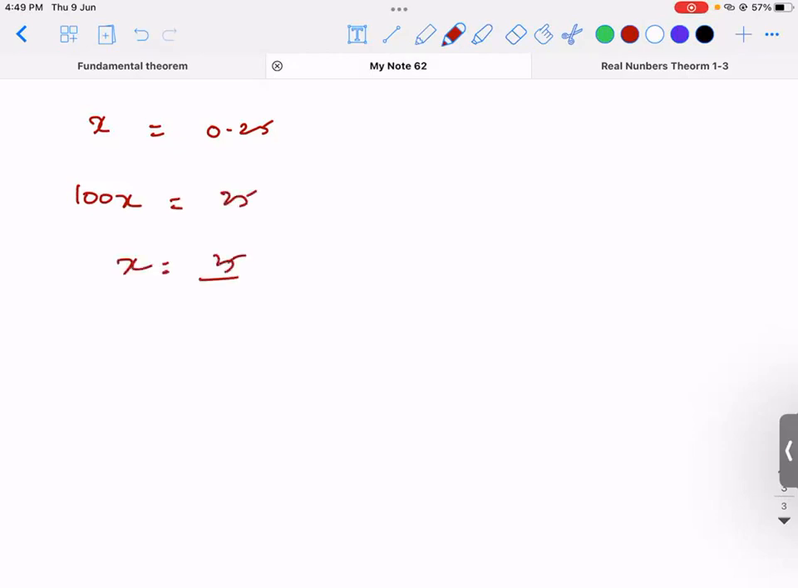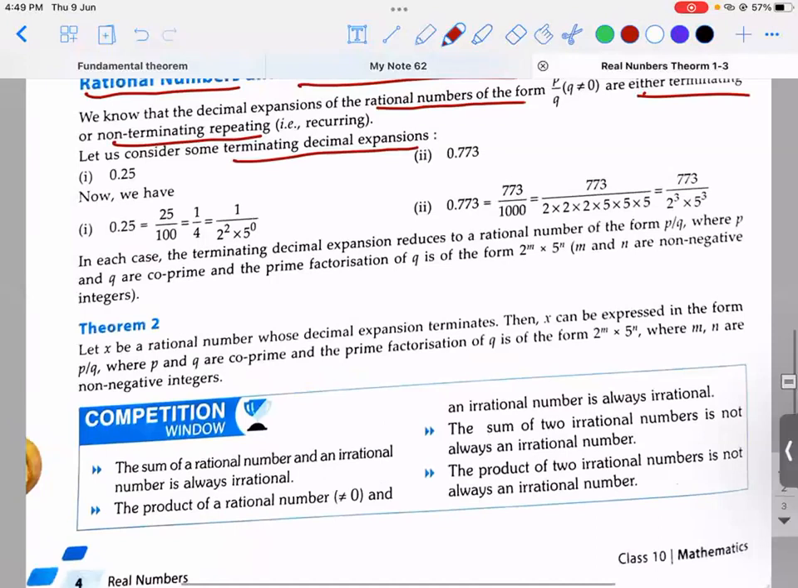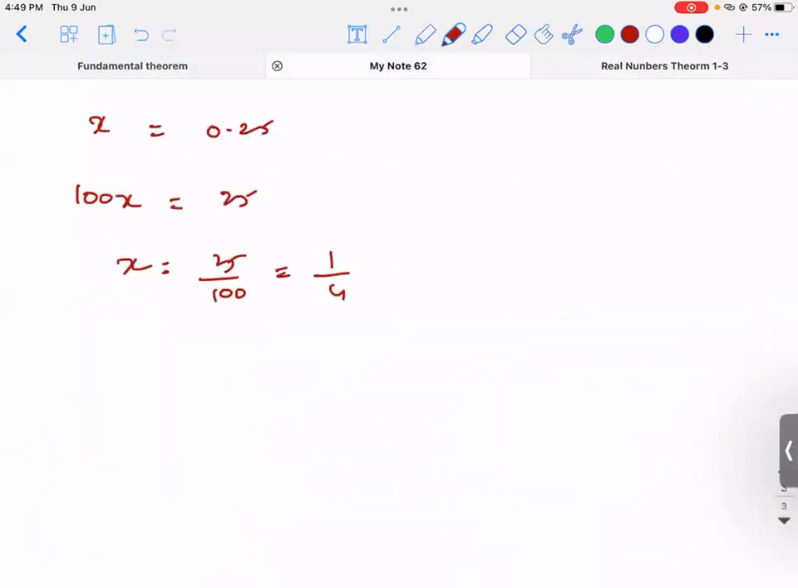So X will be equal to 25 divided by 100. But now we are slightly mature, so you'll directly write it as 25 by 100. Right? So 25 by 100 means, but you should always stop at the simplest form. So you write it as 1 by 4. Right? So 1 by 4, how can you write it in terms of 2 important numbers that are 2 and 5?